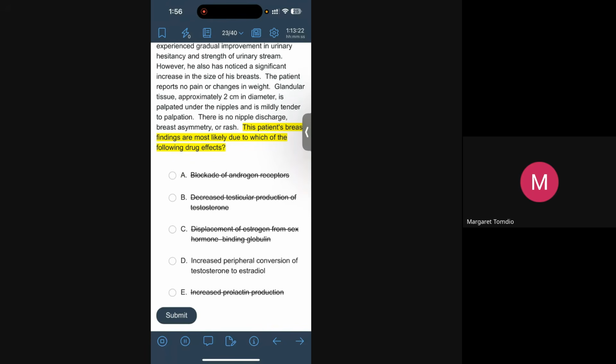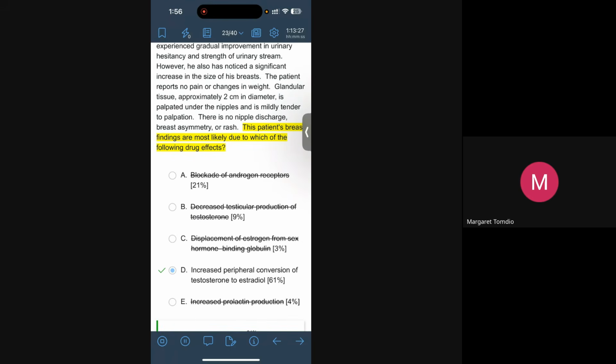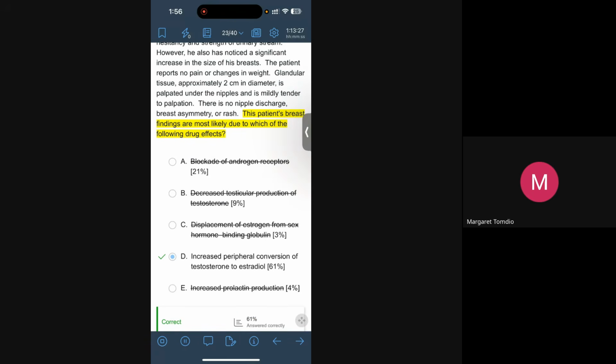Increased peripheral conversion of testosterone to estradiol. And when estradiol is going to be higher, we are going to see it because testosterone is not converting into DHT, right? When the testosterone is no longer converting into DHT, it is going to convert into something. Okay, and that something is estrogen. And the enzyme involved is aromatase.